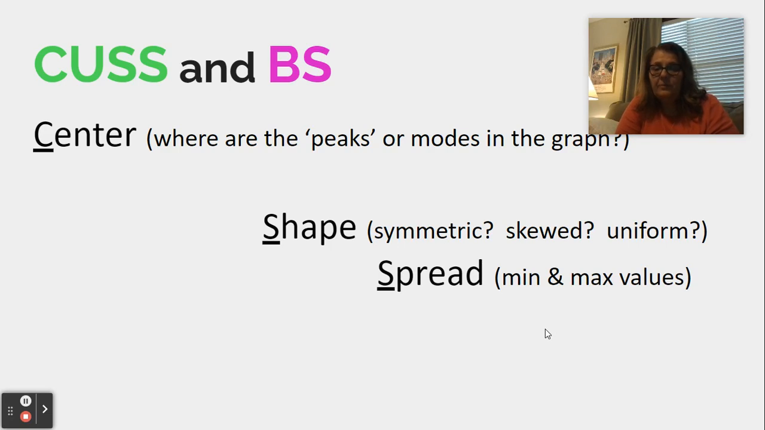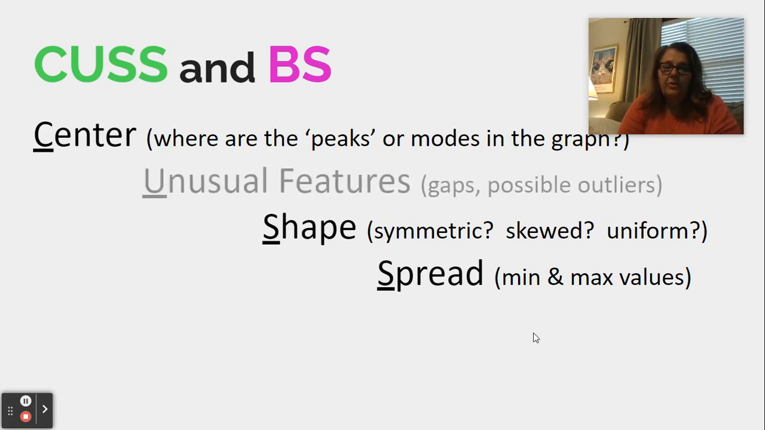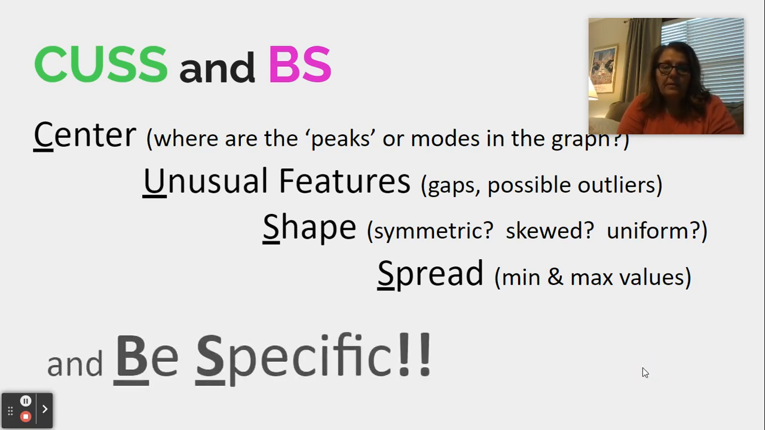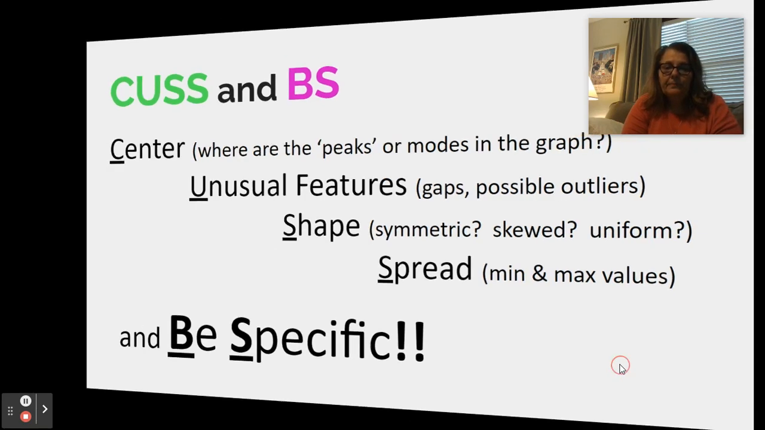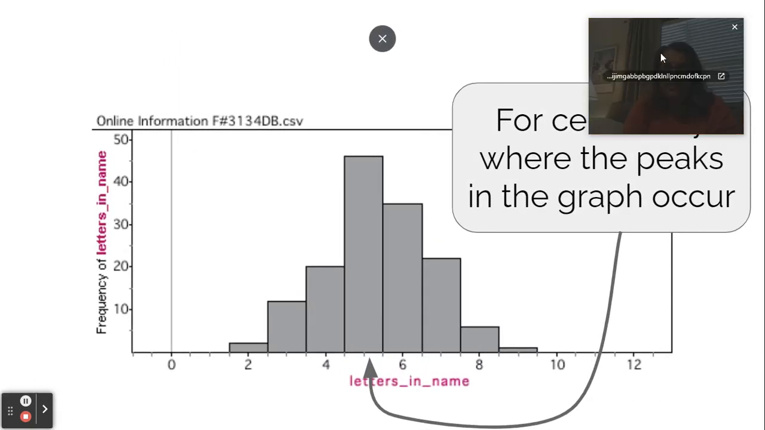This is where you give me the minimum and maximum values. And then the U is, are there any unusual features? Like, are there gaps? Are there possible outliers? And the BS basically is just to remind you, as we always say, to be specific. Okay?